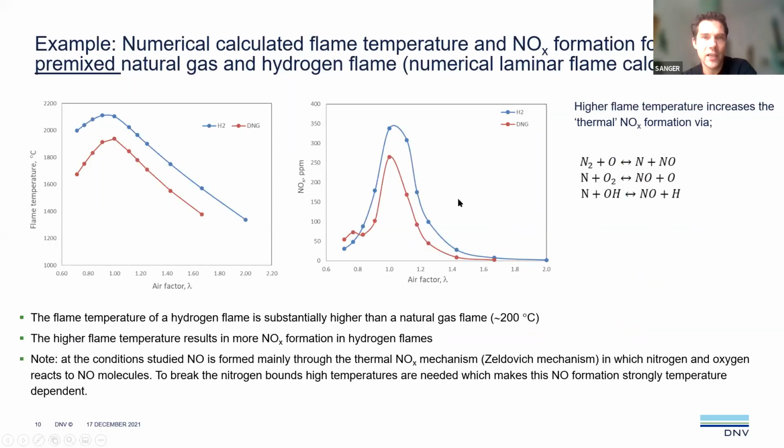As you can see on the right-hand side, you see the red line again for natural gas and the blue line for hydrogen. And then you see an increase in the NOx emission when you switch to hydrogen. And that's of course directly related to the flame temperature. You have simply more thermal NOx formation above a certain threshold temperature. And that's also what we see in our measurements. When we switch to hydrogen, we often see more NOx emission, which is related to the flame temperature of hydrogen.